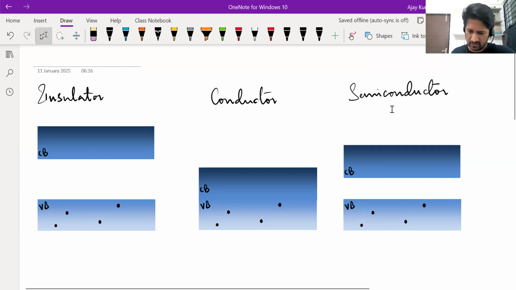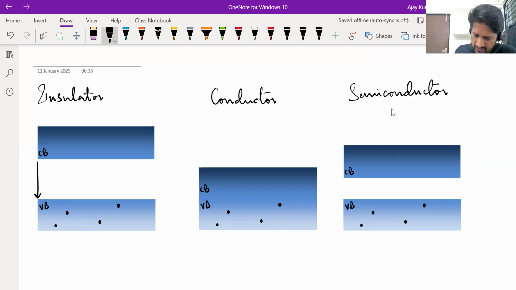In an insulator, the energy gap between the highest level of the valence band and the lowest energy of the conduction band is quite large. Quite large in the sense, how much is it? Much more than 3 electron volts.